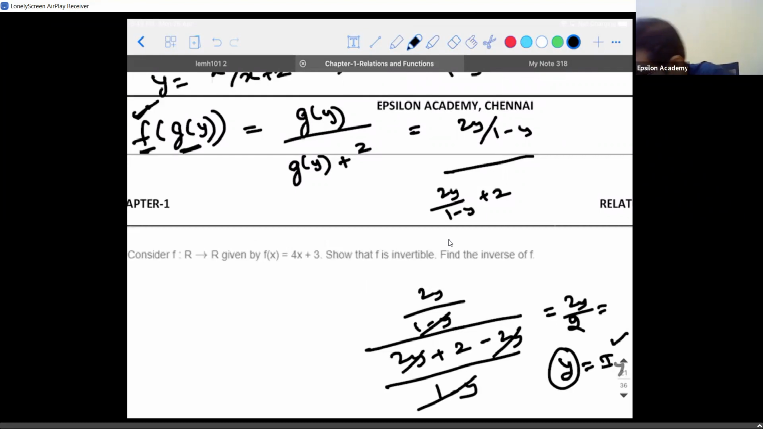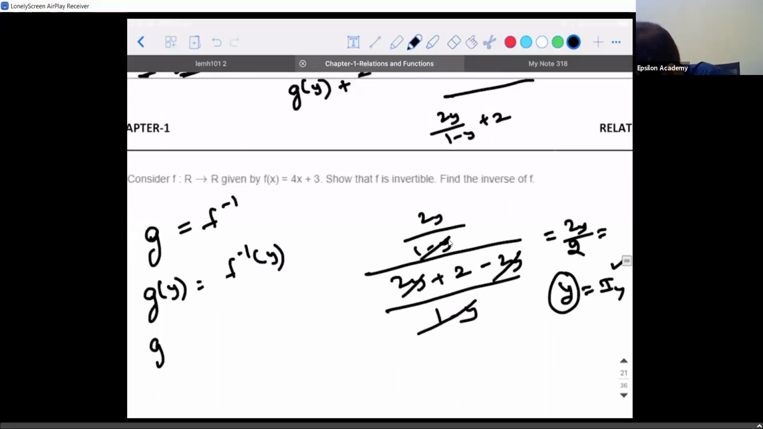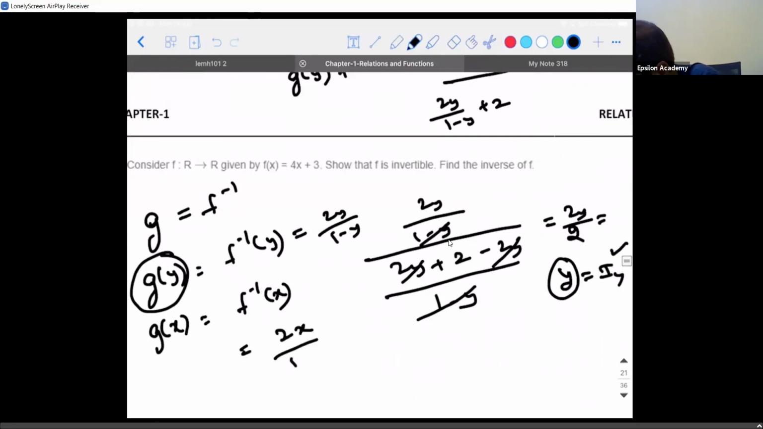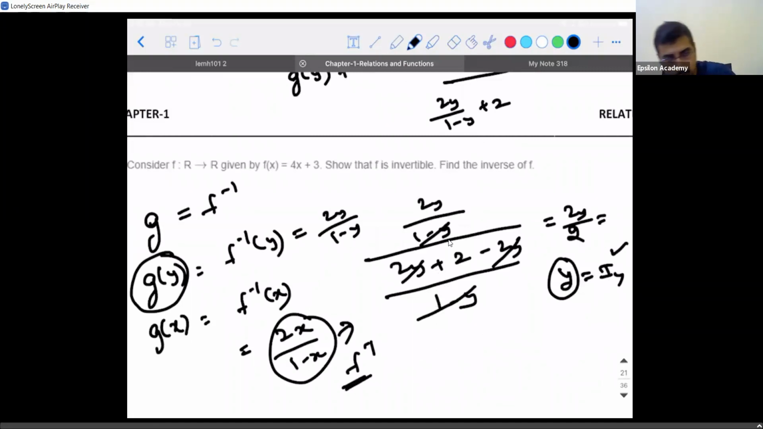Correct? So g is equal to f inverse. So g of y will be equal to f inverse of y, and g of x will be equal to f inverse of x. So what is g of y? 2y by 1 minus y. So what will be g of x? 2x by 1 minus x. So this is the required inverse. Is there anyone having a doubt? No, sir.